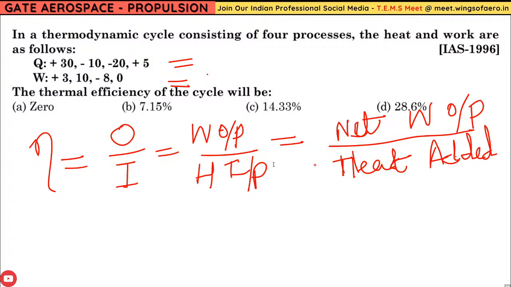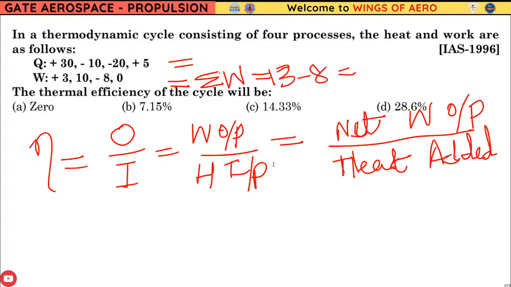What I have said: eta equals net work output. Net work output is the total work done, that is the summation of total work. Do you agree? That is 13 minus 8, which is around 5, whatever the unit. They have not given the unit. Okay, let it be, let's consider the same unit. Now divided by heat added. What is meant by added? That means entering. Option C, ma'am.